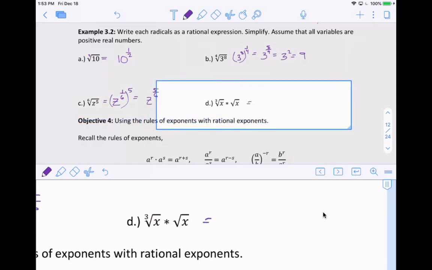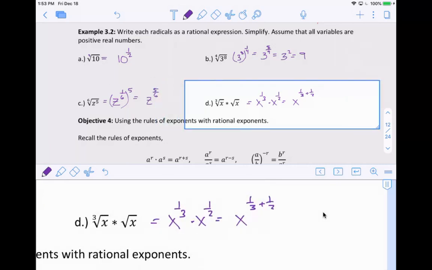Over here, I got to be careful. I have x to the 1/3 times x to the 1/2, which means I have x to the 1/3 plus 1/2. So that's just a flashback to one of our exponent rules, which we are going to revisit in just a moment. If you have two bases that are the same, you can multiply them.